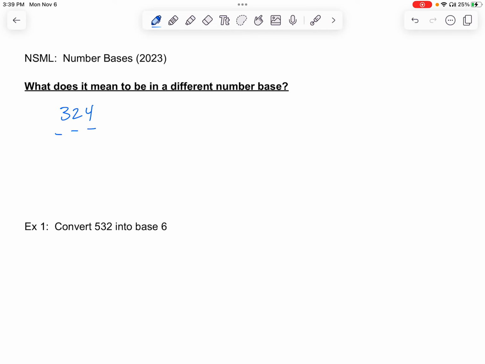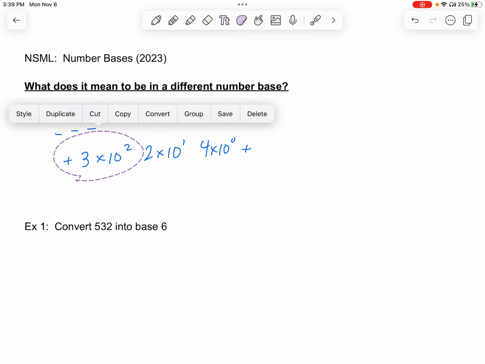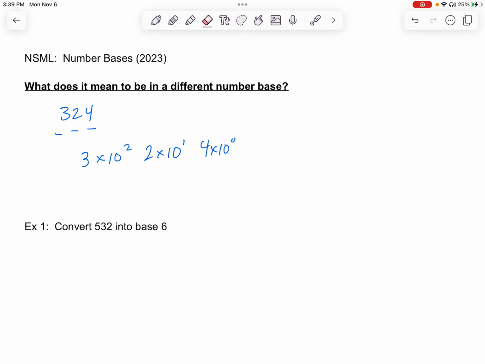So my 4, you could think of it as 4 times 10 to the 0, and then 2 times 10 to the first, and then 3 times 10 squared. Sometimes you'll see it written in this order. You might also see it written with them moved around, so that it essentially matches the order of how we see them in their place values in the number that I gave you. If no base is given, then the default base is 10.